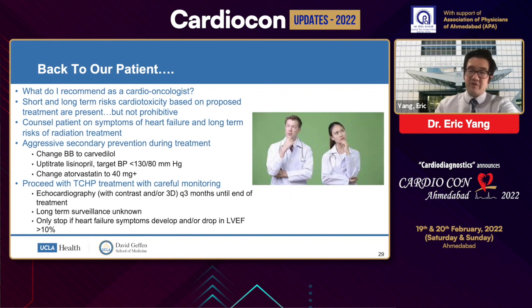And only stop if heart failure symptoms develop and or there is a drop in ejection fraction greater than 10% with careful, high-quality imaging, as I stated before.